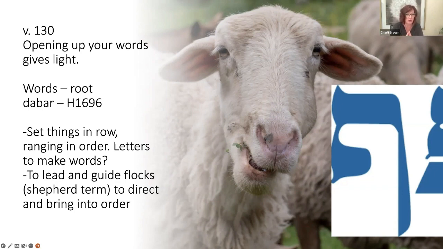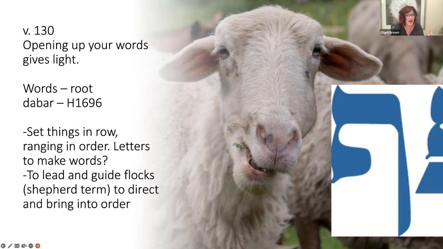He says, I'm opening these words, the debar. So let's look at this word debar now from the shepherd's point of view. He says, to set things in a row, range them in orders. And I was thinking, you put letters in order to make words. And we're talking about words. So we're setting things in order.